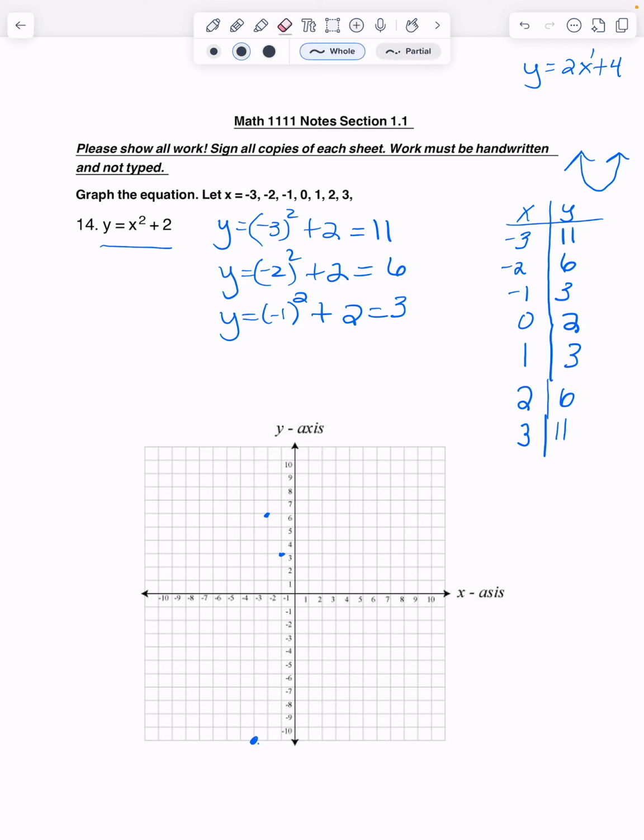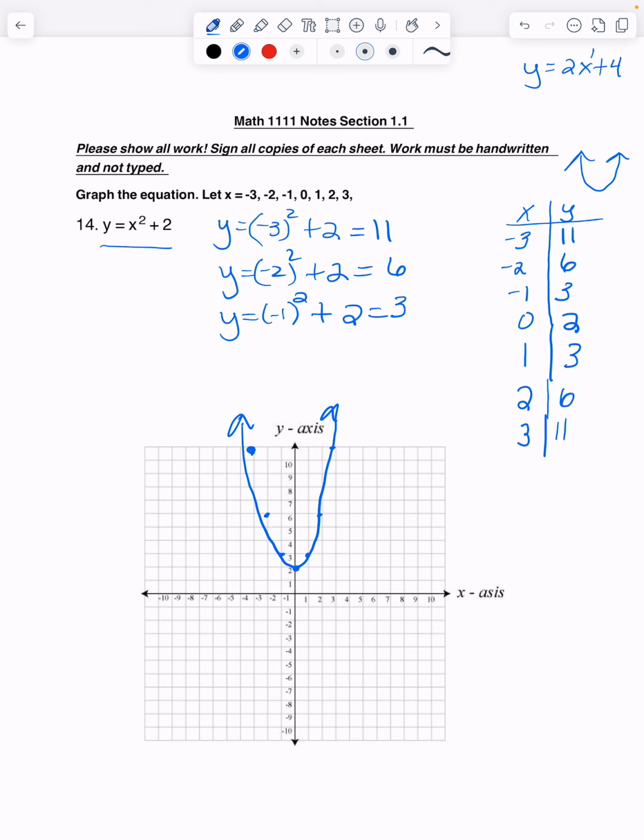Let's check that point. It's not looking like a parabola. So how about we try graphing it at (-3, +11) instead of -11. That's much better. Starting to look more like a parabola, isn't it? So we go through and we're just going to plot all of these points. And like in the video, we just move from left to right from one point to the next. And so you can see this would be the graph of y equals x squared plus 2.